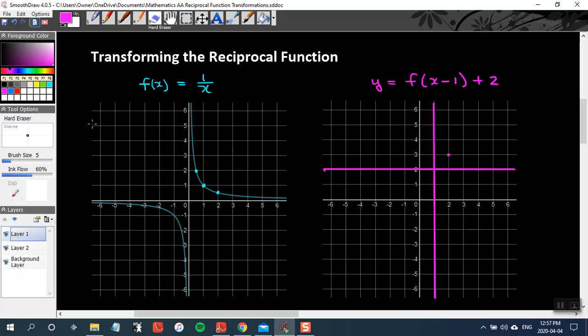Okay, so I'm going to notch this out so it resembles a dotted line. It's a good idea to use a dotted line or faint line for your asymptotes. Okay, so I think that resembles a dotted line.